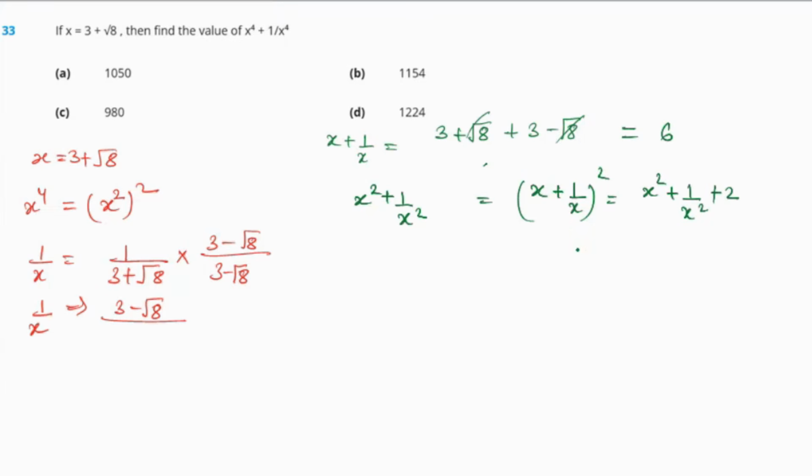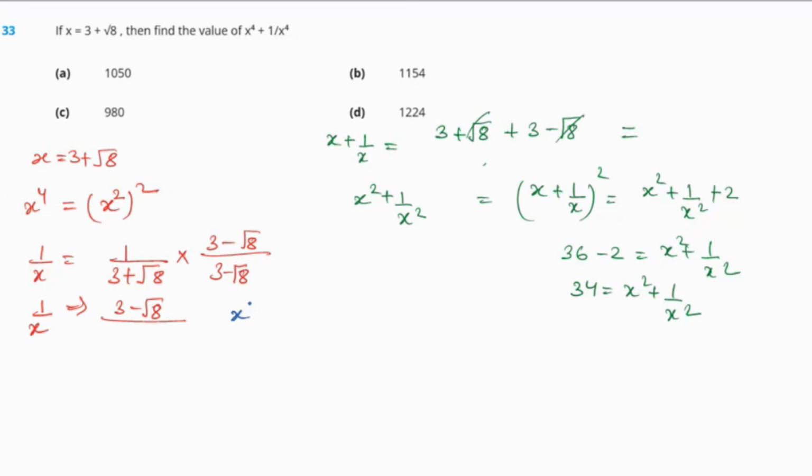So x plus 1 by x is what? 6. 6 square is 36. We can put 36. 36 minus 2 is the value of x square plus 1 by x square. Okay, 36 minus 2 is what? 34. So 34 is the value of x square plus 1 by x square. Now, according to the question, we are supposed to figure out the value of x raised to the power 4 plus 1 by x raised to the power 4.